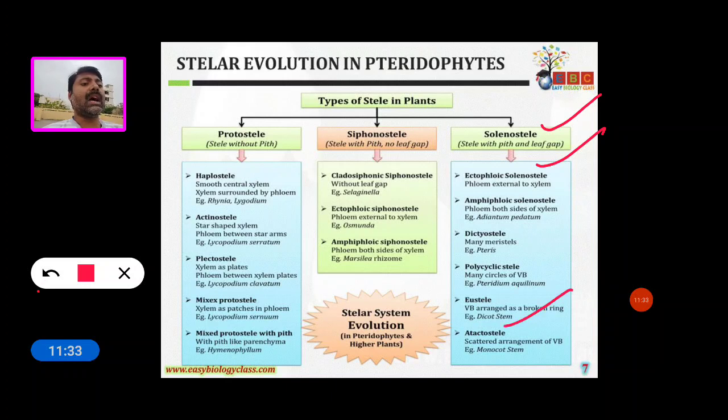The next one is the ataxostele. Atacto means scattered arrangement of vascular bundles. A scattered arrangement of vascular bundles is called ataxostele. Ataxostele is common in all monocot stems. So this is brief information about the types of steles in pteridophytes. Now let's see each stele and the evolution of steles in pteridophytes.